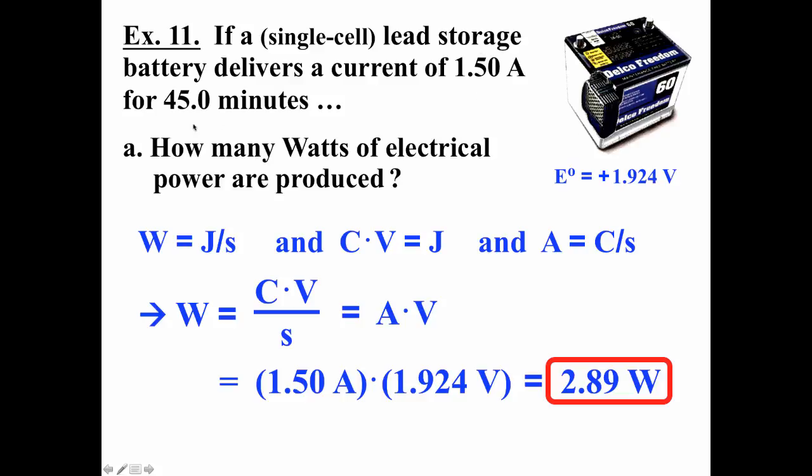And notice we didn't use the 45 minutes because, assuming the battery doesn't run down, if it continues delivering a current of 1.50 amps and has a voltage of 1.924 volts, then that product will be the number of watts being produced, and watts is the amount of energy per time. So it gives off that amount of energy every second, that number of joules every second, continuous power of that many watts until the battery runs down and some of those values would change.